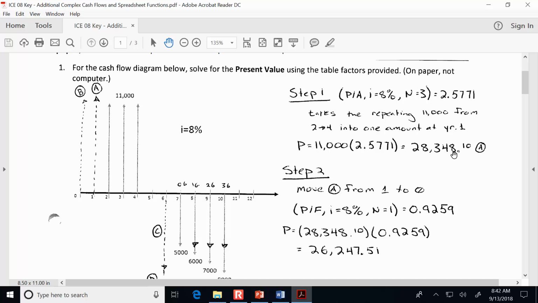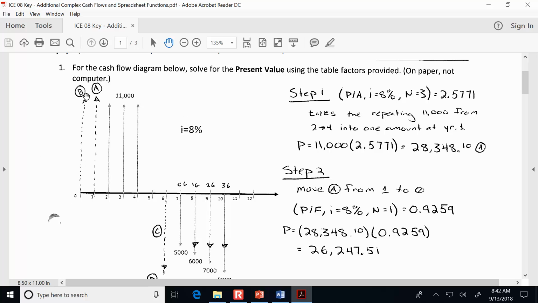And we also, in addition to just calculating these amounts, do a reality check as well. Is it reasonable? Does what we're seeing in the numbers reflect what we know in theory? And what we know in theory is when you move amounts backwards in time, they get smaller. They're discounted when you're moving money backwards in time. And when you move money forwards in time, that's compounding. The amount gets larger. So the fact that this 26,247 is smaller in year 0 than the equivalent amount in year 1, 28,348, makes sense. We can do that reasonableness check on the fly.